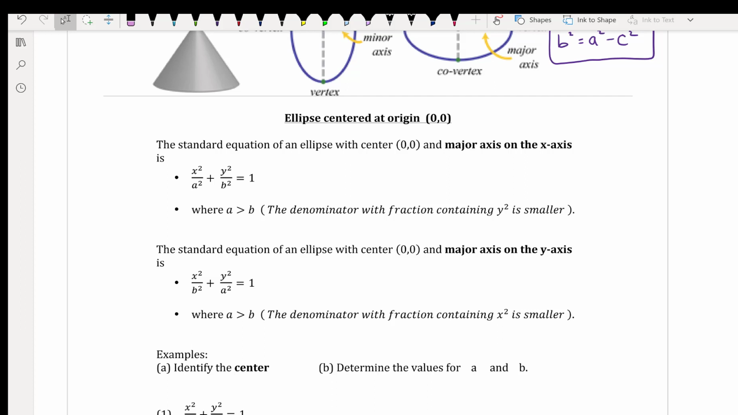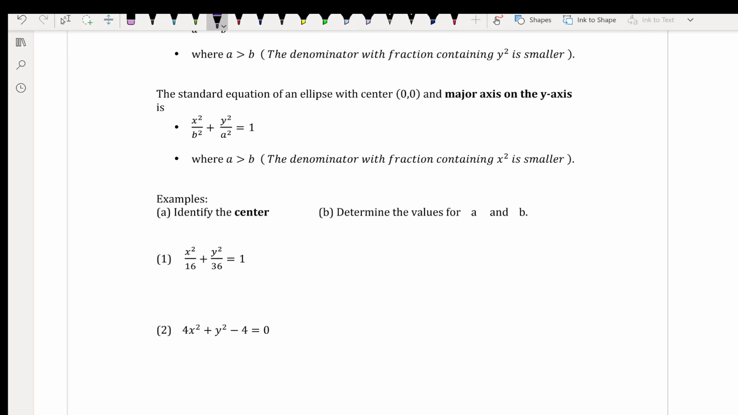When it's not centered at 0, 0, we have a different formula. So just know that it's going to be centered at 0, 0 because the x isn't being added or subtracted by anything inside the parentheses, and the y is the same thing. So for an example, it says for number 1, identify the center. Well, I'm really focusing on this x and this y. There's nothing that's being added or subtracted. So my center, my h and my k value, are going to be 0, 0, okay?